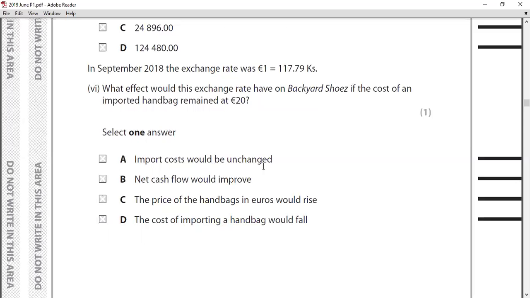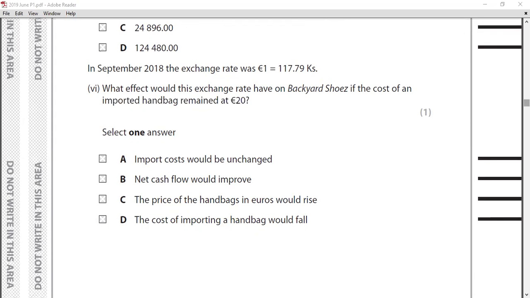Still the cost is 20. So what is the impact of this for the backyard shoes in Kenya as a result? So the answer for this is D. The cost of importing handbags would fall. Yes, a lot of students gave the correct answer. Correct. Okay, D is the answer for part 6.